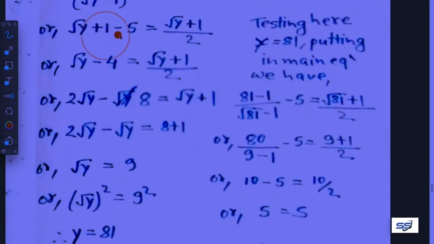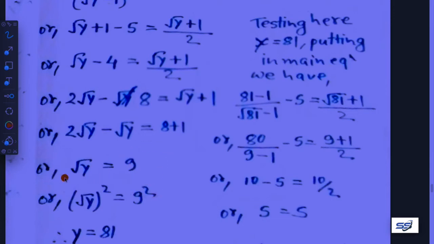Here, plus 1 minus 5 comes minus 4, so root y minus 4 equals root y plus 1 whole upon 2. Now this lower 2 shall be multiplied with this side. So here comes 2 root y minus 4 into 2, minus 8, equals root y plus 1. Now changing the side of both unknown factors, 2 root y minus root y, as on changing side root y comes in the form of minus, and minus 8 on changing side becomes plus 8, so 8 plus 1. Here comes 2 root y minus root y equals 8 plus 1. Here 2 root y minus root y comes root y, root y equals 9.